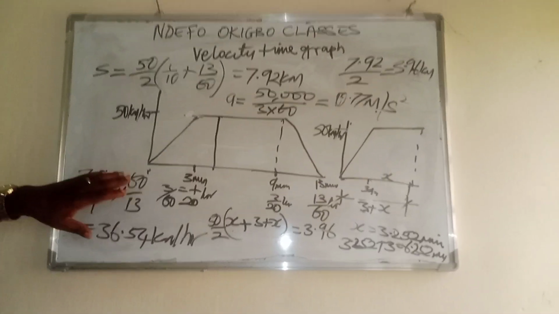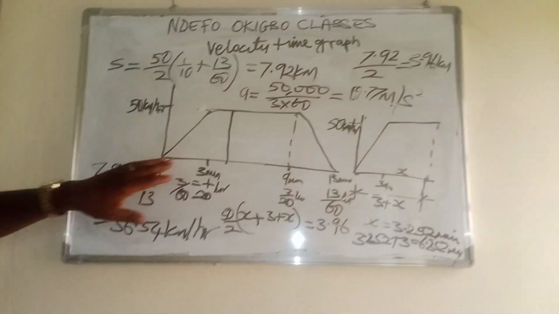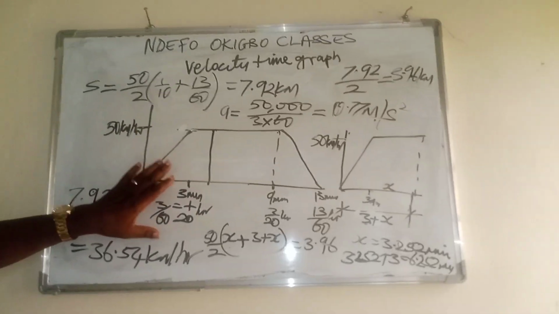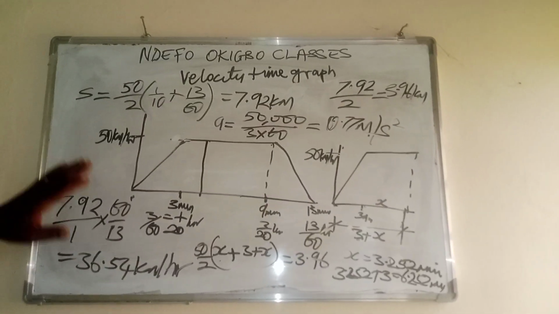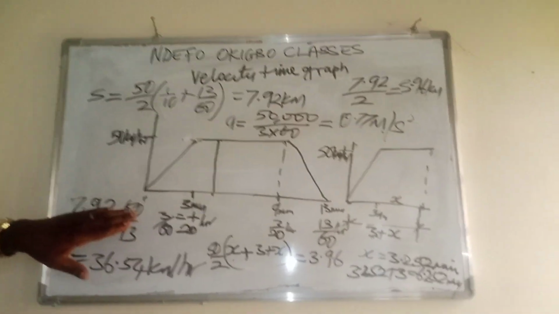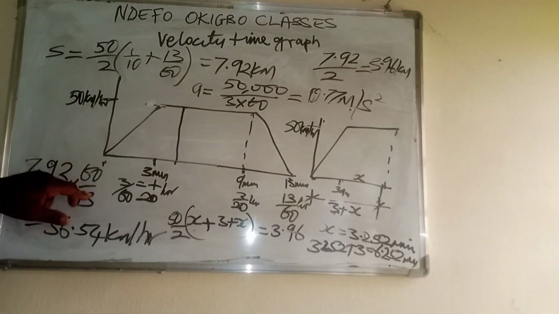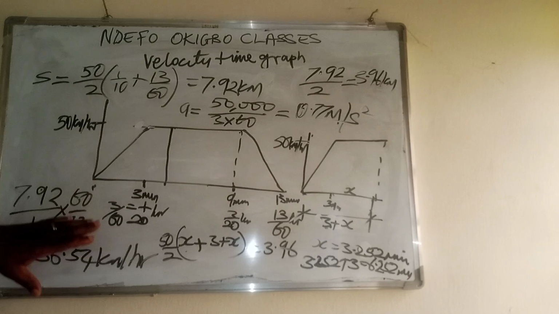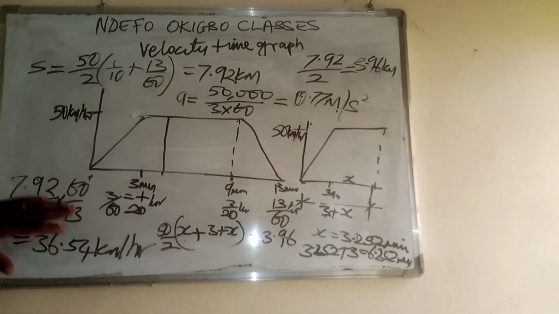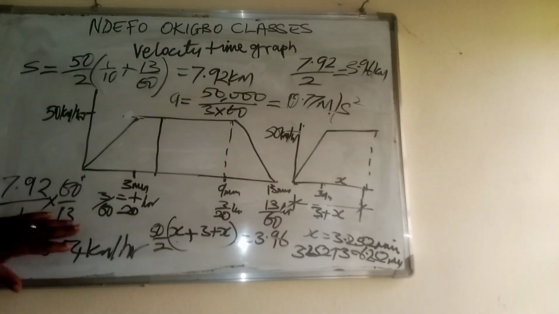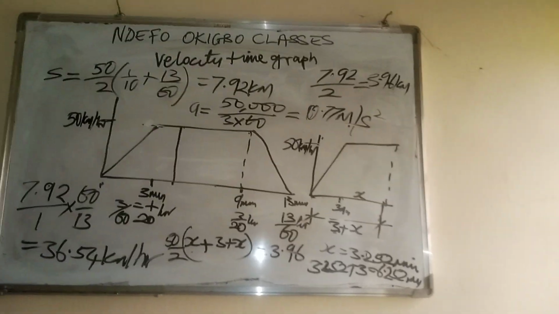What is the average speed of the car? Total distance traveled divided by time. That's the second question. The third, what is the acceleration of the car? Here, the velocity divided by time. D, the time taken by the car to go half of the distance traveled.